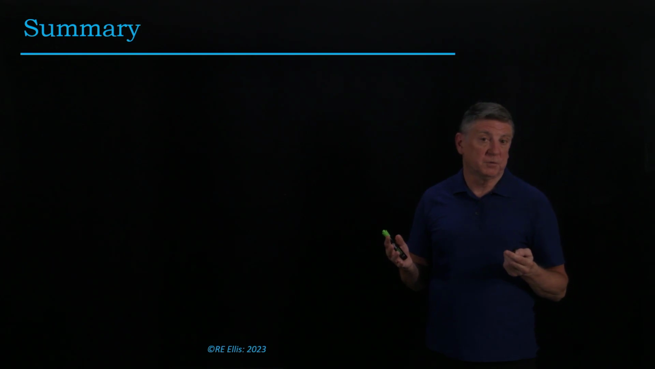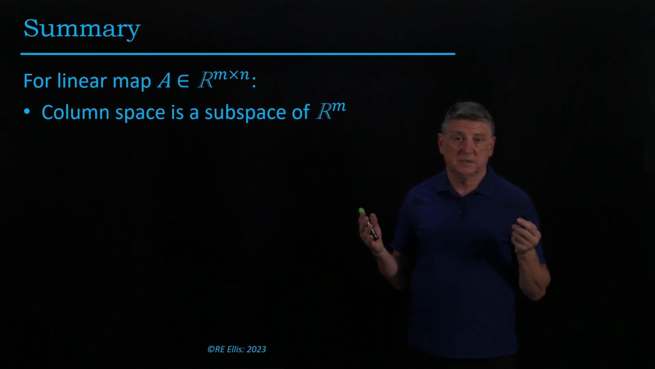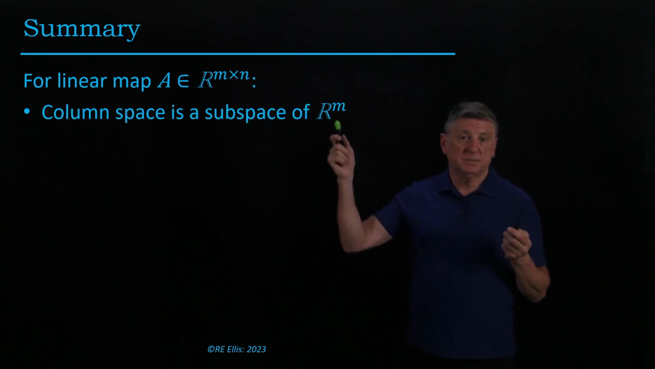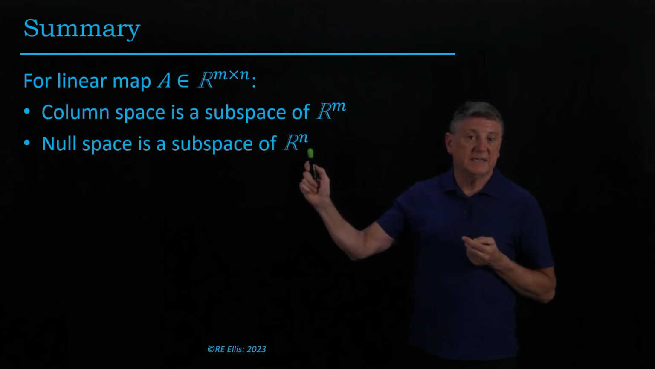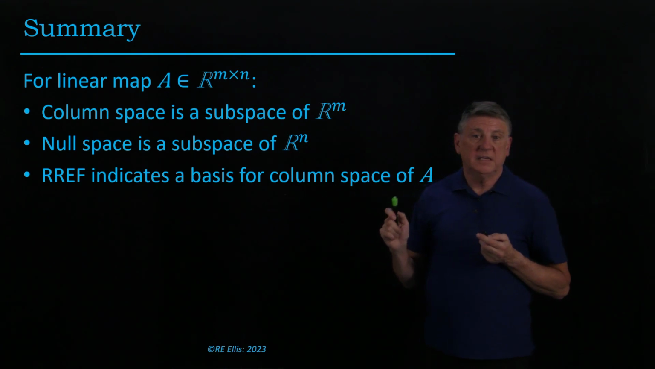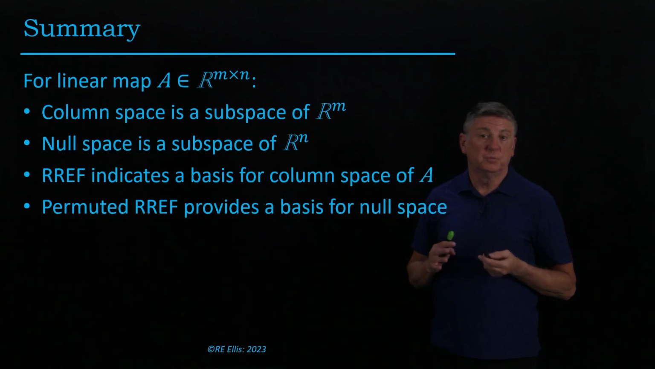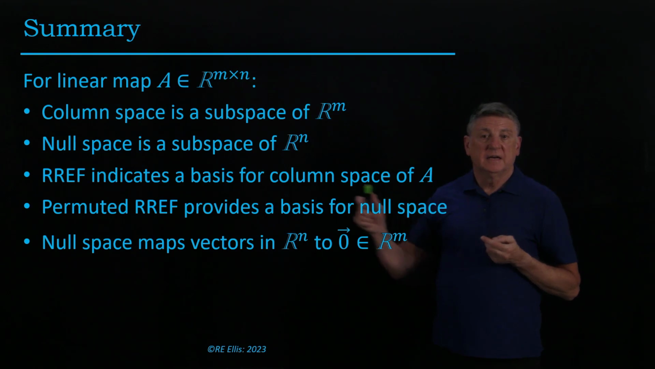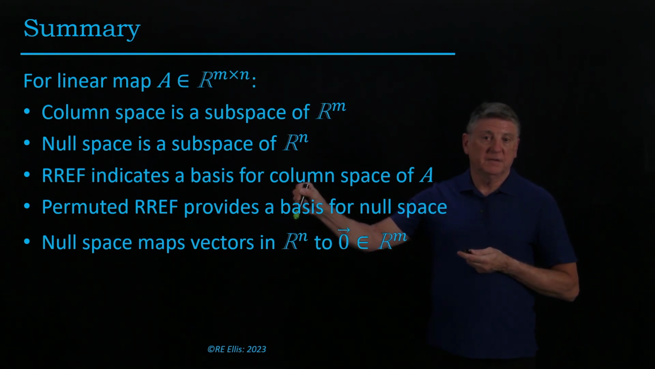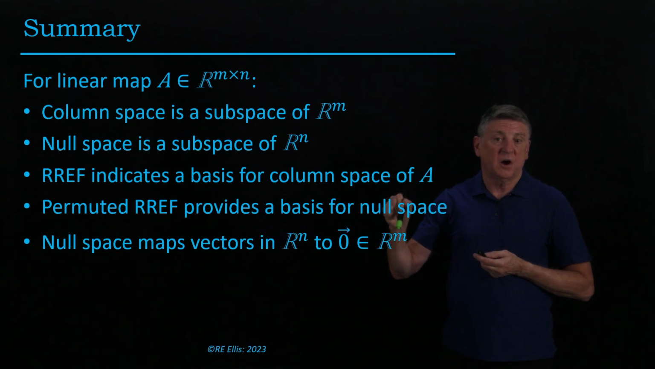So, how do we summarize this session? Well, if we have a linear map that we're representing as a matrix, the column space is a subspace of R^m. The null space is in R^n. The REF is one way to find a basis for the column space. The permuted REF gives us a basis for the null space. And the null space is all of the vectors in the size n space that map to zero vectors in this R^m space.